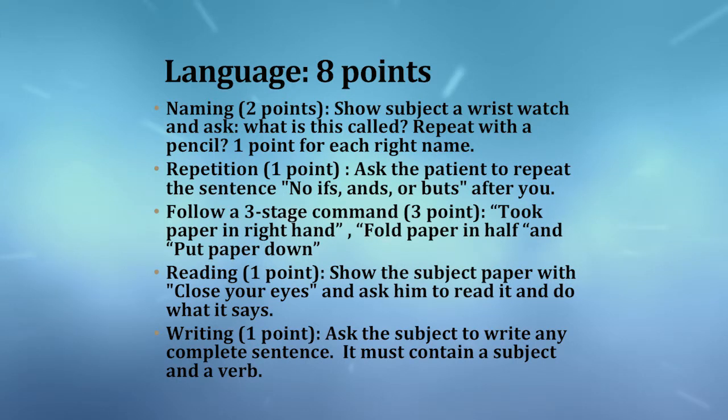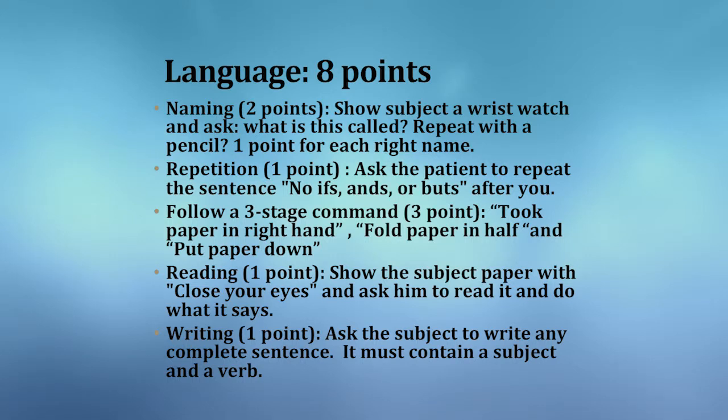Repetition: the patient is asked to repeat no ifs, ands, or buts, and is given 1 point for complete repetition of the phrase. Then the patient is given a 3-stage command, and this is done 1 time only, verbally, where you ask the patient to take a piece of paper in the right hand, fold it in half, and place it on the floor. And this is not repeated during the patient taking the paper and folding it.